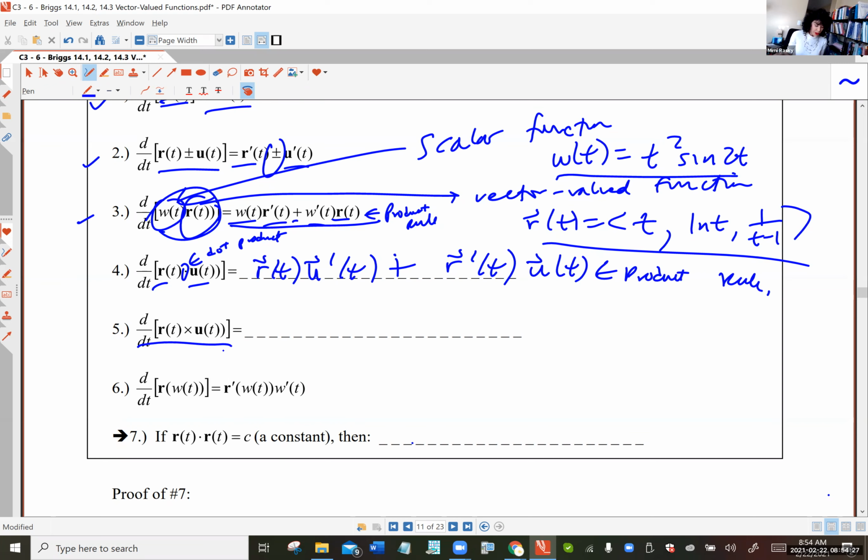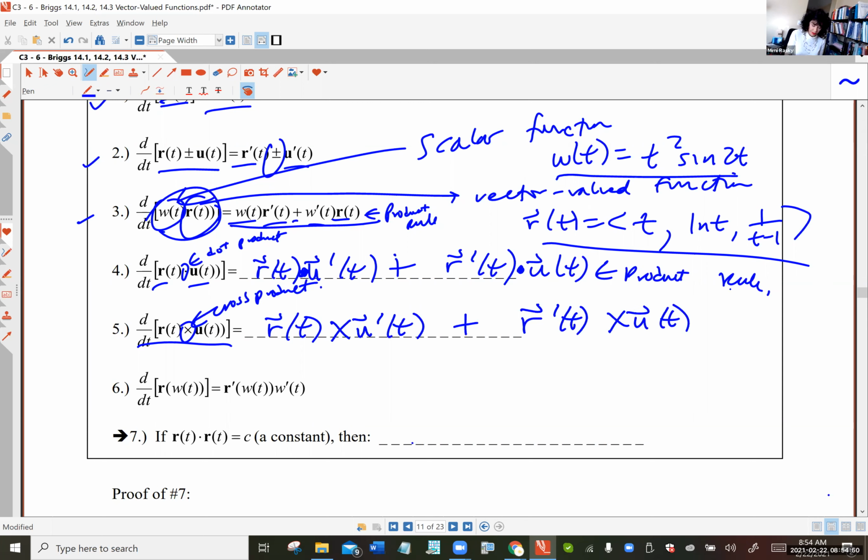Here's another one. What if you were taking a cross product of two vector valued functions, assuming, of course, they're both 3D? Then you're going to use the product rule. And by the way, these are dots in between. I forgot to tell you, those are dot products right there. So you're going to use the cross product with the product rule. Cross product and the product rule together. Product rule again. Now what if you have a composite function, r of w of t? You use the chain rule: you take r prime of w of t and multiply it with w prime.